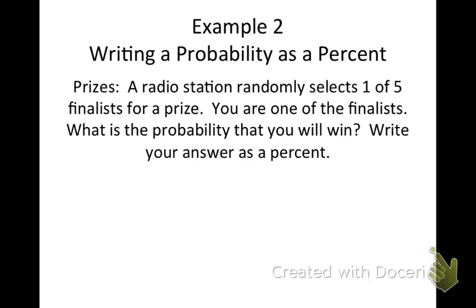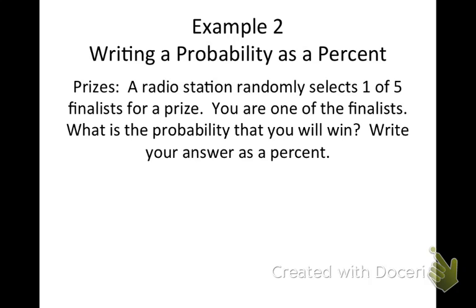Example 2. Writing a probability as a percent. A radio station randomly selects one of 5 finalists for a prize. You are one of the finalists. What is the probability that you will win? Write your answer as a percent.